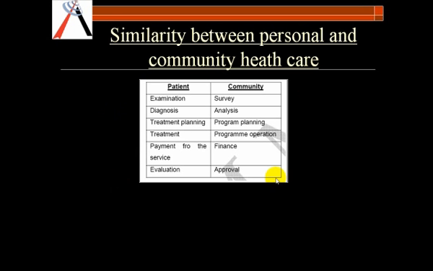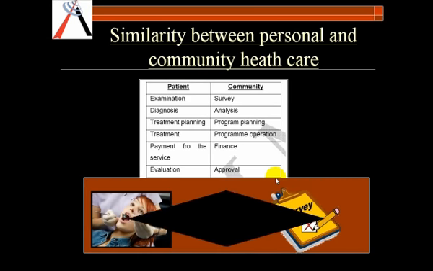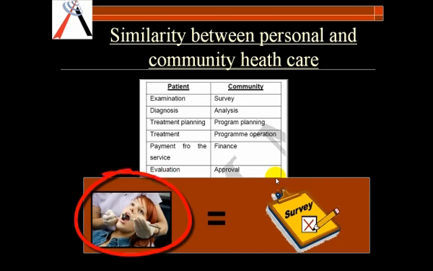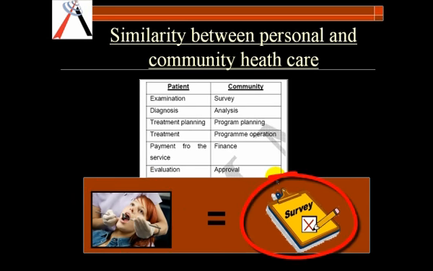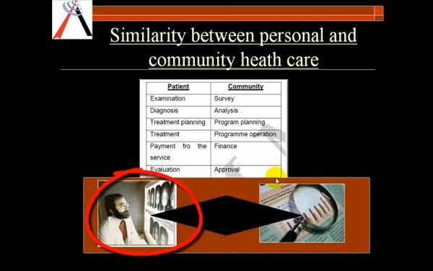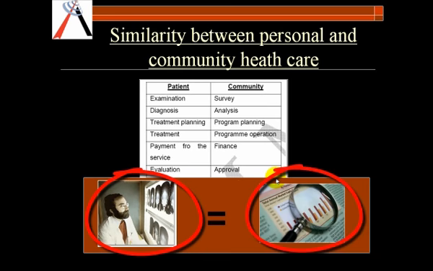Now we compare the personal health care with the community health care. An examination of a patient is equal to survey in the community. Survey is taking in the data from the community. Then when we examine the patient, we again gather some data from the patient. When we go in for diagnosis of the patient, that is equal to analysis of the data which is obtained from survey in the community.